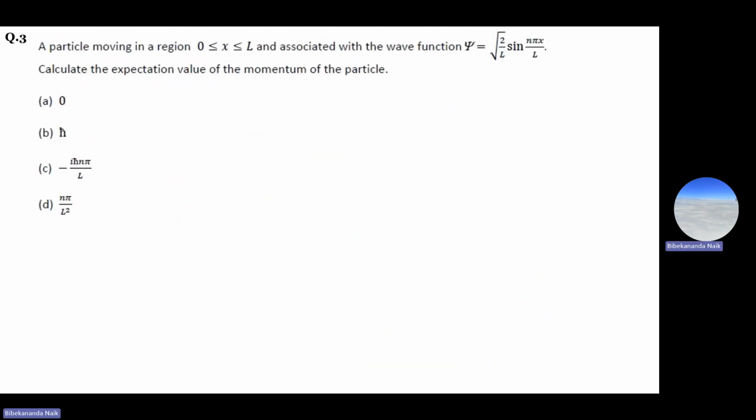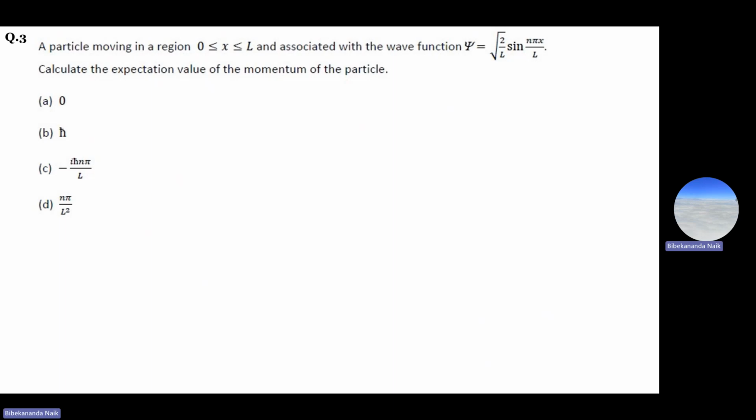The question says a particle is moving in a region x from 0 to L, and it is associated with the wave function psi of the form root of 2 by L sin n pi x by L. Calculate the expectation value of the momentum of the particle. The options are: option A, 0; option B, h cross; option C, minus i h cross n pi by L; and option D, n pi by L square.